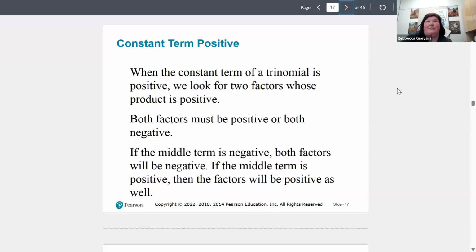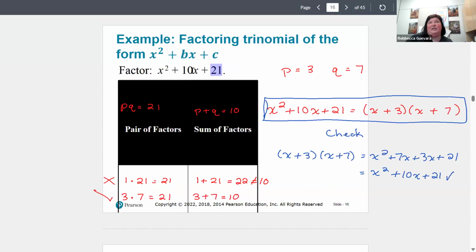Constant, sorry, a constant positive term. So when the constant term of a trinomial is positive, we look for two factors whose product is positive. Both factors must either be positive or they both must be negative. If the middle term is negative, both factors will be negative. If the middle term is positive, both factors will be positive. So back here, this 21 was positive and this 10 was positive, meaning we had two positive factors, 3 and 7. So what we're saying here is that simply by being positive, I'm looking at two positive factors or two negative factors.